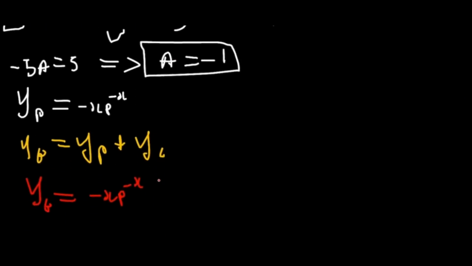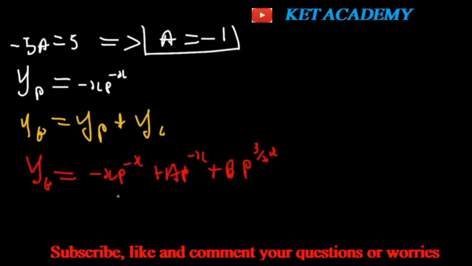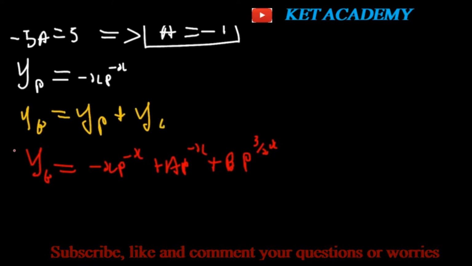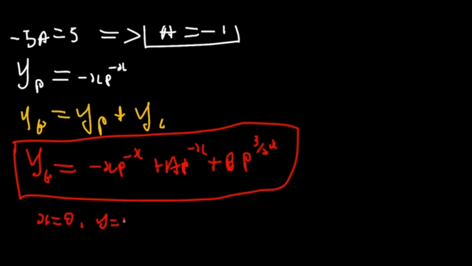So a e to the minus x plus b e to the 3x, I believe, e to the 3x. So this is our general solution. And since conditions were not given to us, we're going to stop at this level. But just to elaborate more, most of the times they're going to give us conditions like x equal to 0, y equal to 1, when dy/dx is equal to, let's say, 8 or any value.